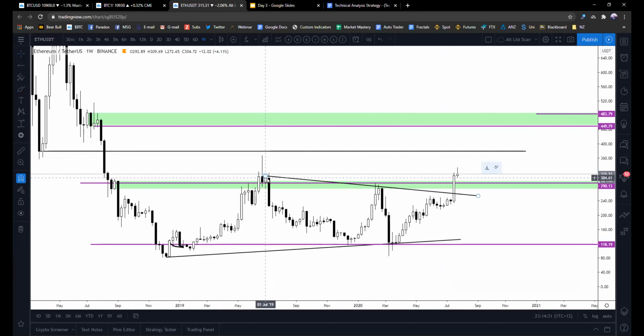So because Bitcoin dumped, it took Ethereum with it. And then this here was the COVID dump, right? Which just happened to be at the order block. Go figure.